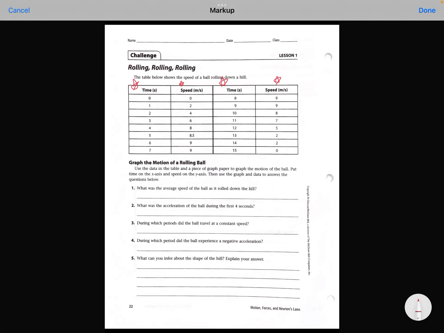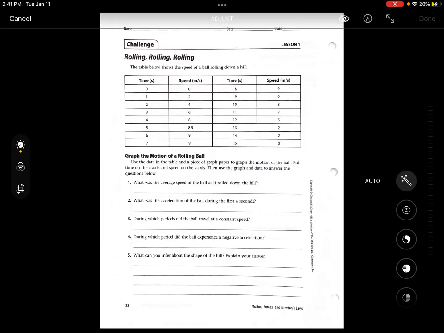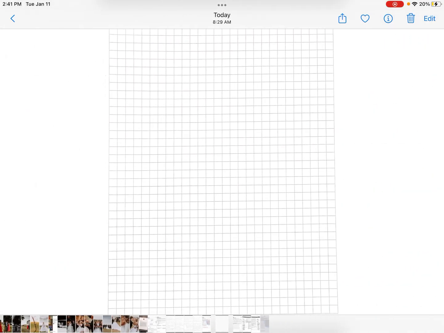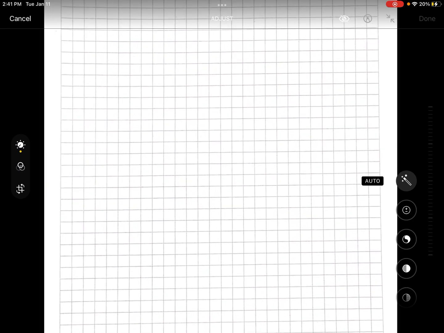So our time goes from 0 seconds to 15 seconds. So we're going to at least number on our x-axis 1 to 15. And then on our y-axis, the highest speed recorded, it looks like, is 9. So we want to at least go up to 9 meters per second. So we'll probably say 10 meters per second. Okay, so let's look at this graph here. So again, I'm going to draw my x-axis here.